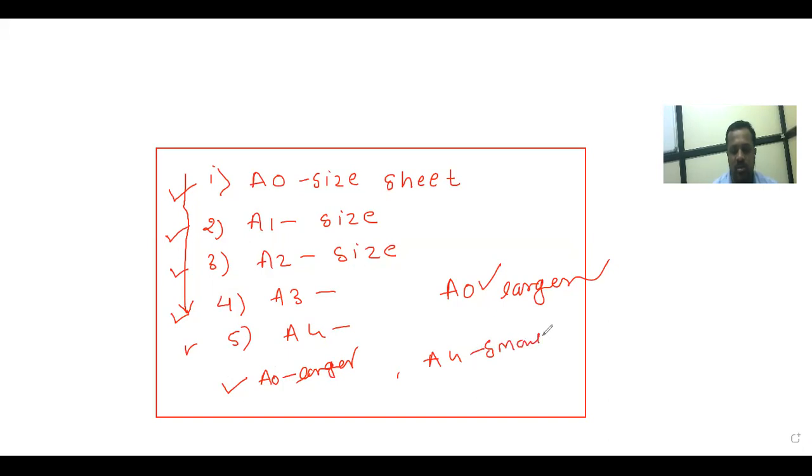Okay, smaller sheet. ओके, ह्याच्यामध्ये हे साईज मध्ये सर्वात मोठी साईज कुठली राहणार आहे? A0, आणि सर्वात छोटी साईज कुठली राहणार आहे? A4 साईज. ओके, कॅन एनीवन टेल मी the practical example of that A4 size?